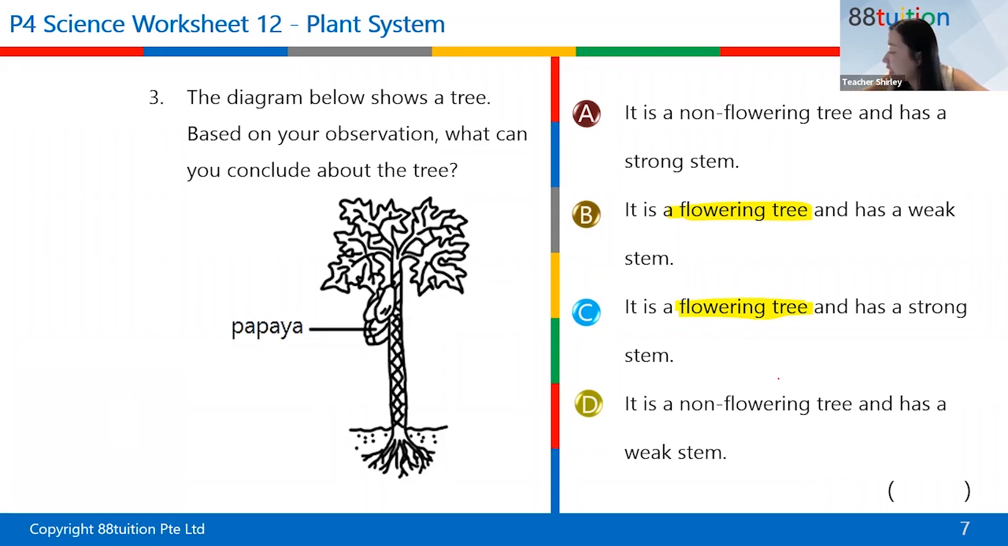Right? So we can cancel out this one. We can cancel out this one already. Okay, next thing we need to consider is, does it have a strong or a weak stem? Mani. It has a strong stem. Well done. Because if you can see, the plant is really standing upright without any support. It is basically supporting itself using its strong stem. So therefore, it is a flowering tree which has a strong stem. The answer is C. So far, so good.